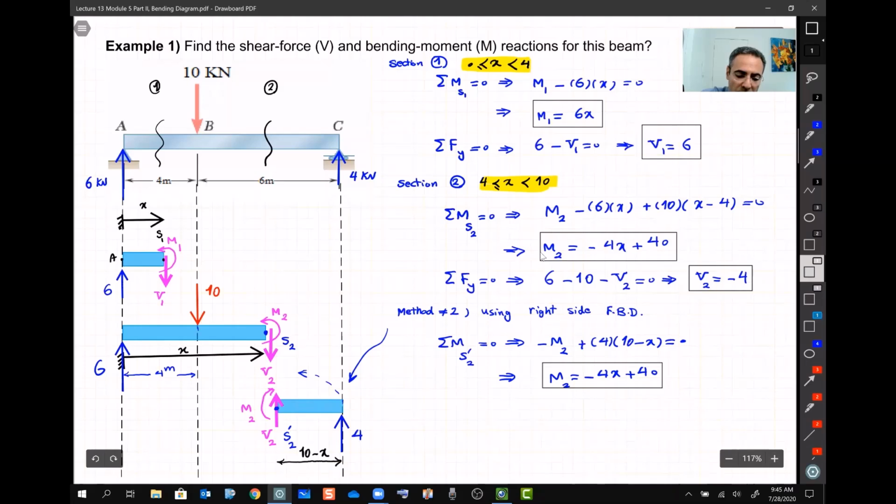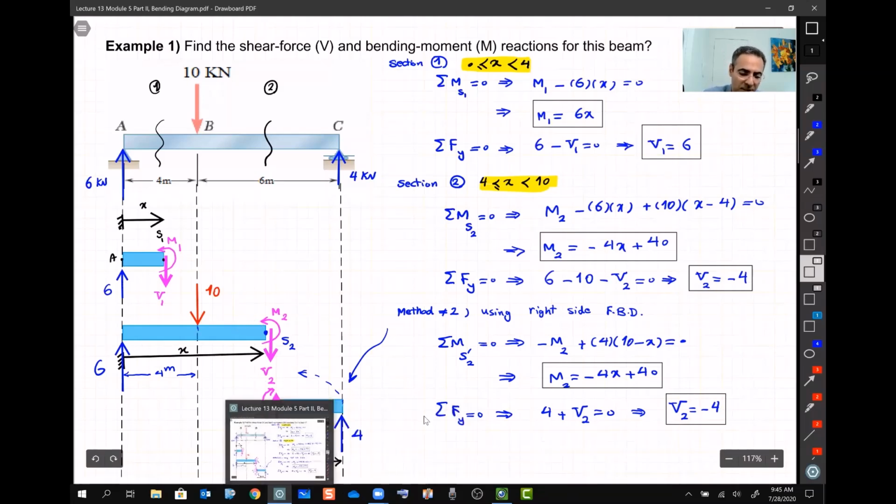M2, M2. So let's try it for Fy, the sum of the forces in the y direction equal to 0. And what does it give me on this free body diagram? I have 4 going up. I have V2 also going up, nothing else, equal to 0. V2 equals minus 4. Exactly the same things. Magic, right? These two free body diagrams, on the right and on the left, are totally different, but we got the same things.